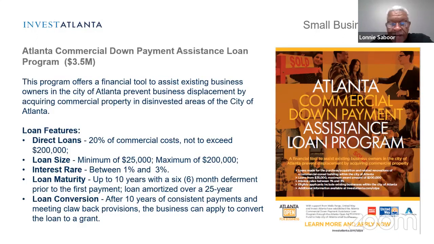As long as the company maintains and doesn't have any clawback issues taking place during that 10-year period, drum roll, please, the balance of the money can be converted to a grant. If you've got a loan that's amortized over 25 years, you still have a lot of money to pay on that loan after 10 years. So this one allows you to convert that balance to a grant. And that's really a game changer, I think, for a lot of people looking at trying to acquire commercial property.